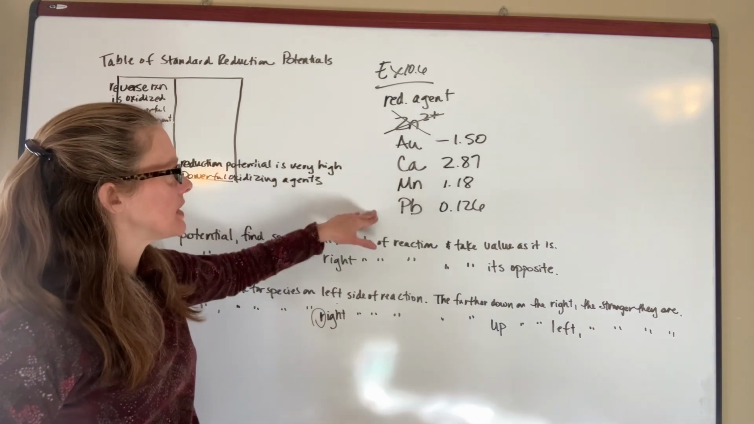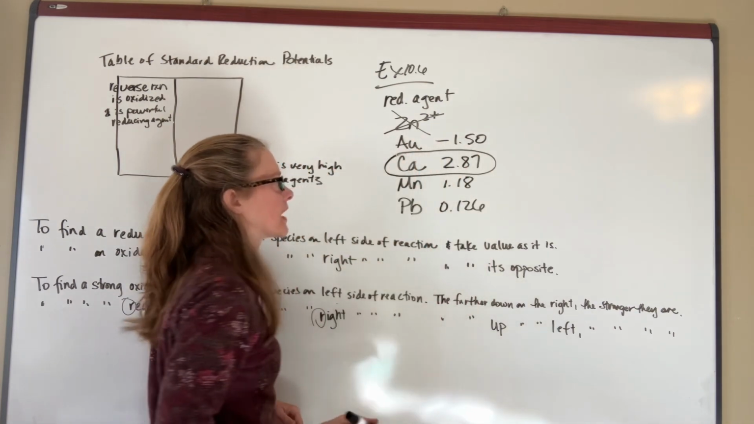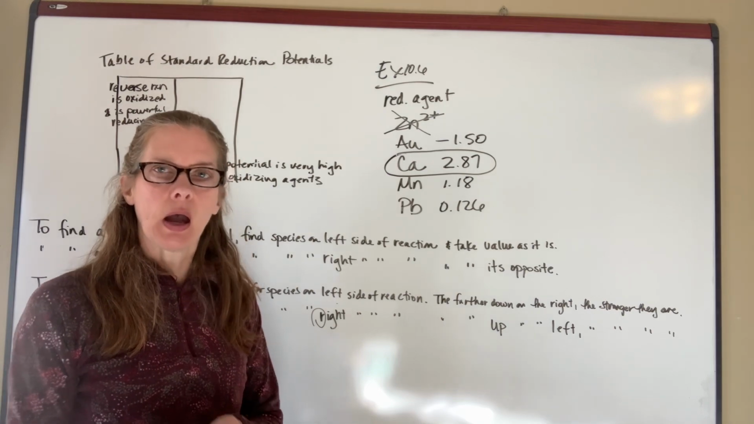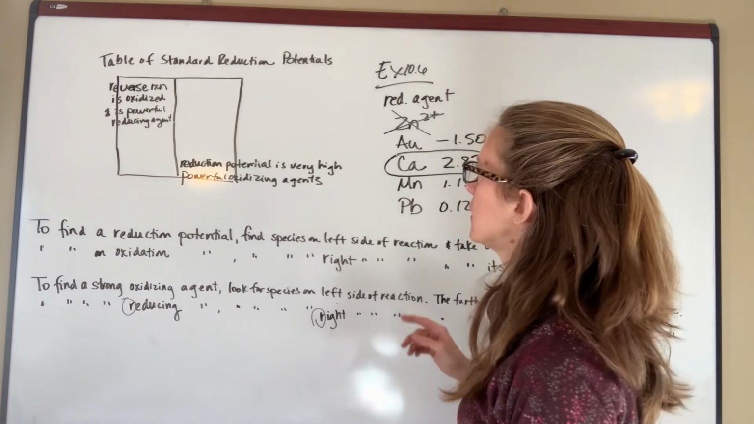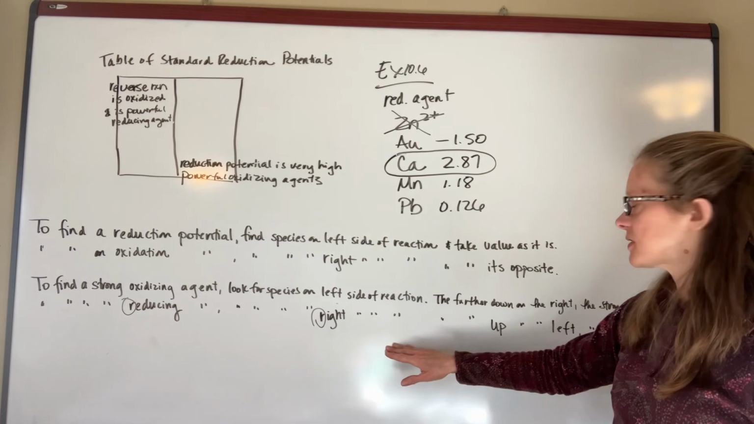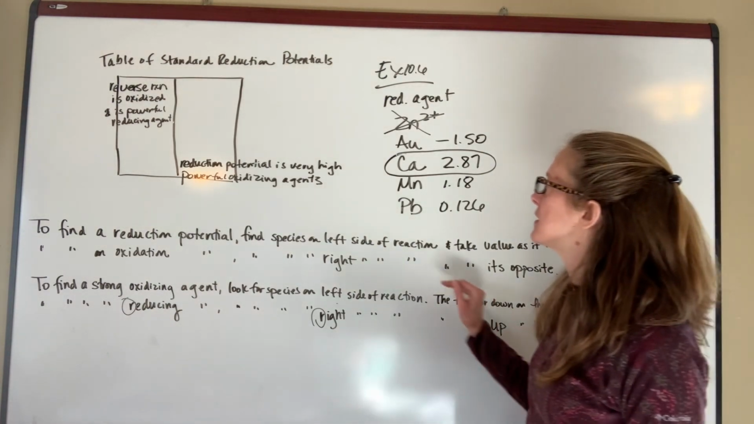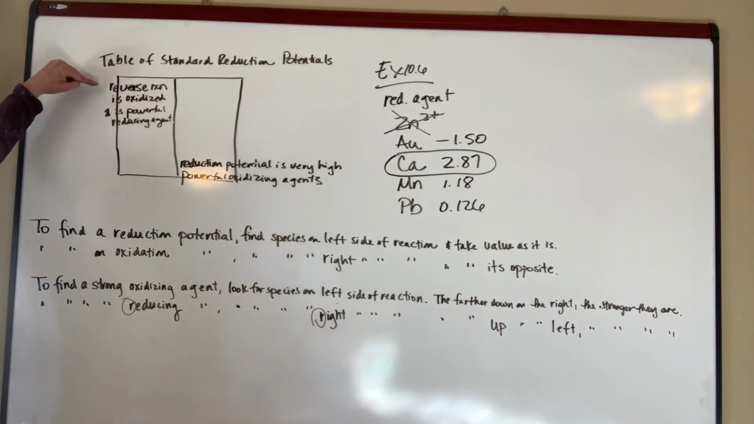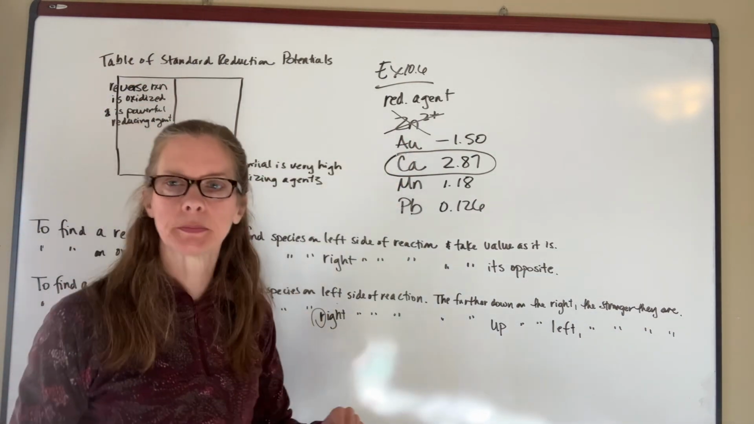So when I look at all these numbers, calcium has the highest number, and so it is going to be the best reducing agent that they gave you. Another way to look at it is to say, if I want a strong reducing agent, I'm going to look for the species on the right side of the reaction, and the farther up on the left, the stronger it is. If I look on the right side of the reaction, the calcium is as far up and on the left as any of these are, okay?